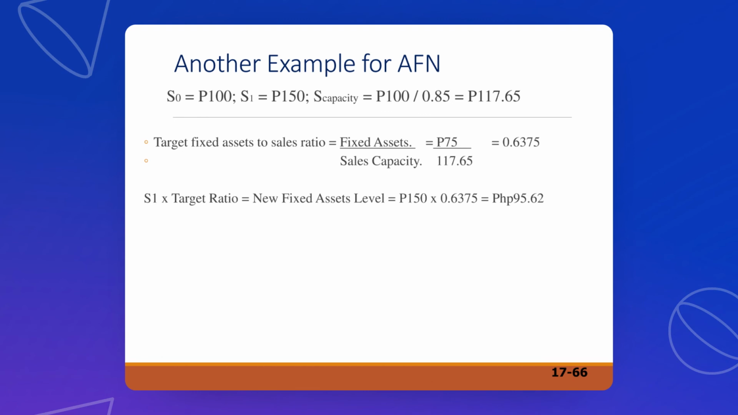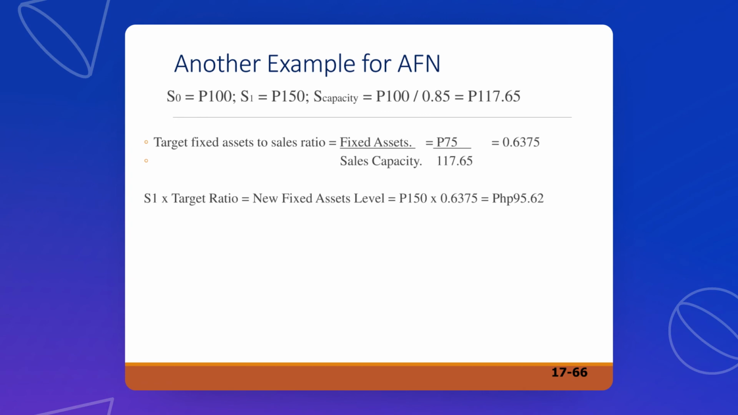Again, multiply S0 and S1 to get next year's sales. Then divide the old fixed assets by your capacity. Your S0 is 100, divided by the capacity at 85%. So, class, your capacity is only 117.65. What is your S1? 150. Right there, class, you already need to buy equipment. Next one. How much is the increase in fixed assets? The formula is the old fixed assets divided by the capacity we computed, 117.65. Meaning, the ratio should be 63.75%.